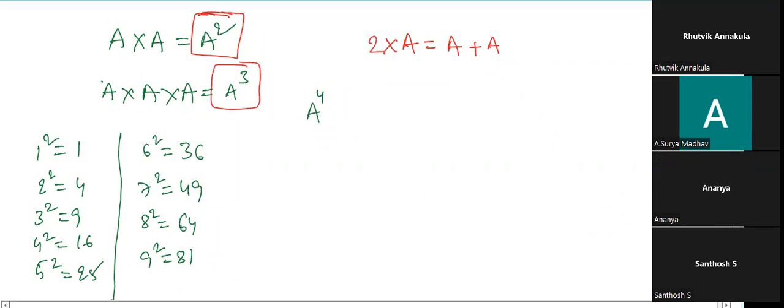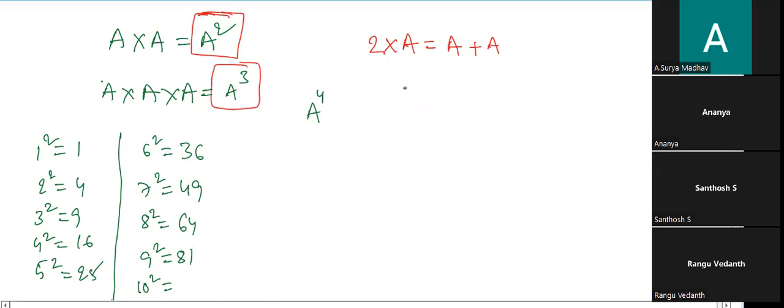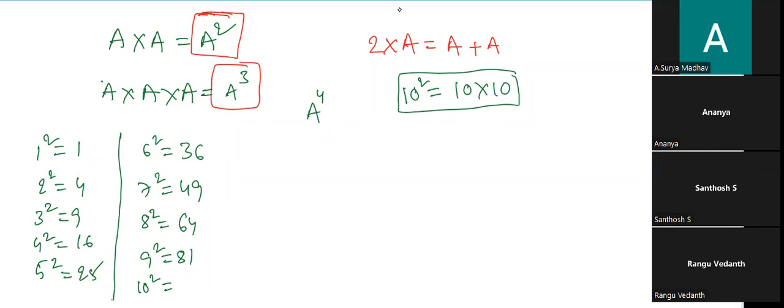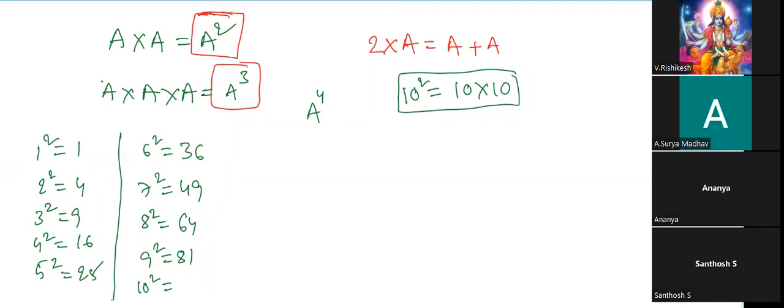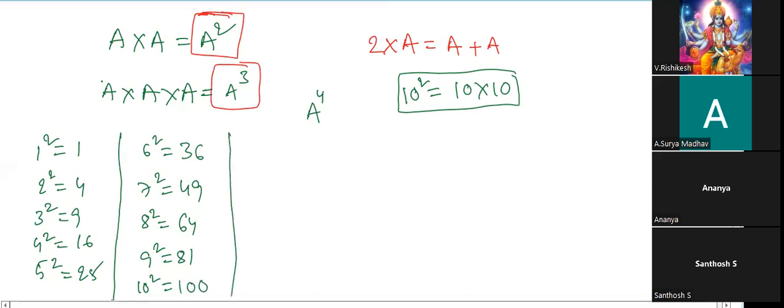Then Ritvik, easier one for you. 10 square is how much? Ritvik. See here, Ritvik. 10 square, nothing but 10 into 10. 10 tens are 100, sir. Okay. Who told? Ritvik only. No, sir. Harini Gupta. Why are the remaining people talking?